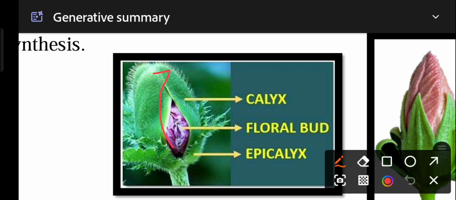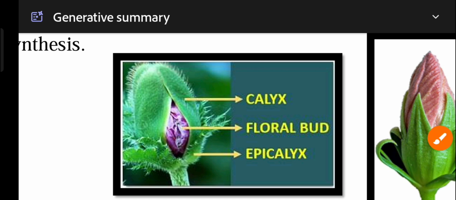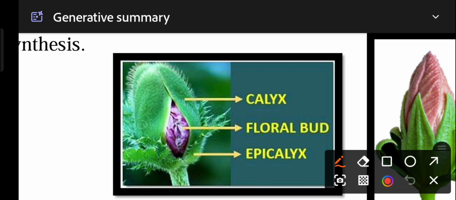This calyx protects the flower bud from external damage, physical damage, or pests. And then the second function is support. Calyx provides structural support to the flower bud and helps in maintaining its shape, and it also gives a particular structure.